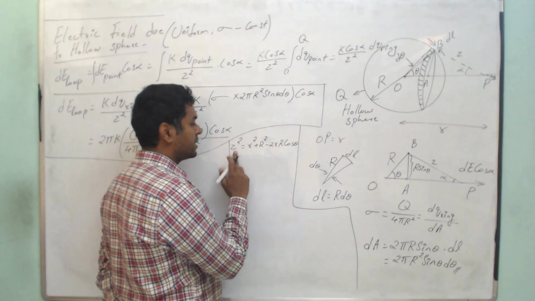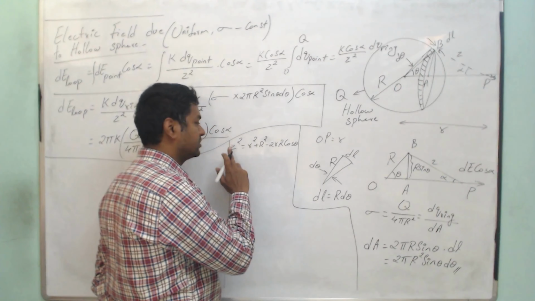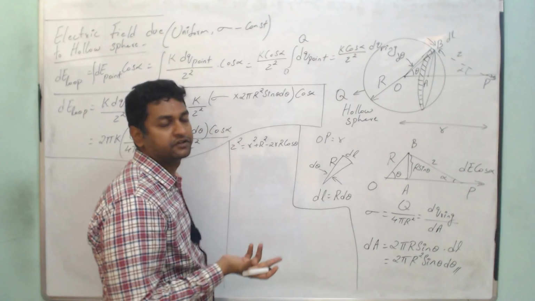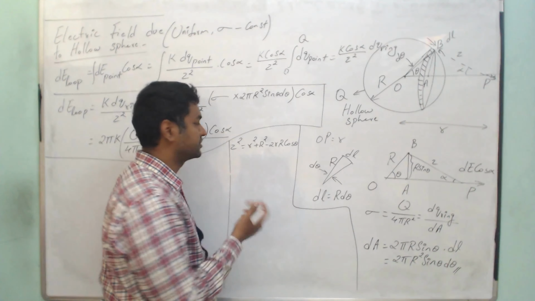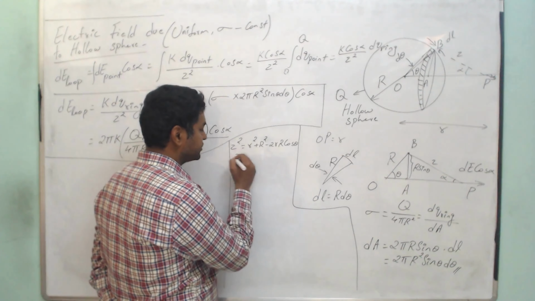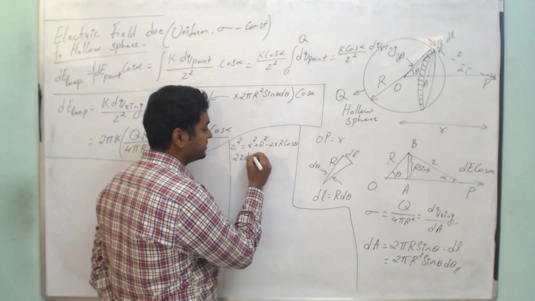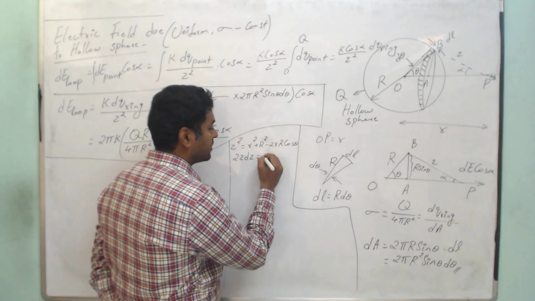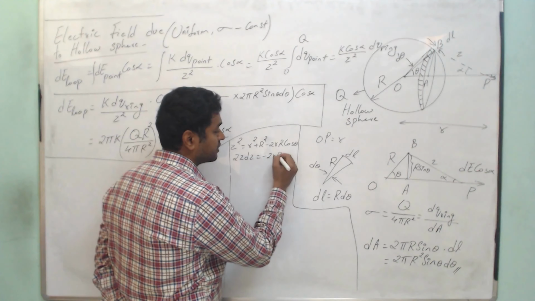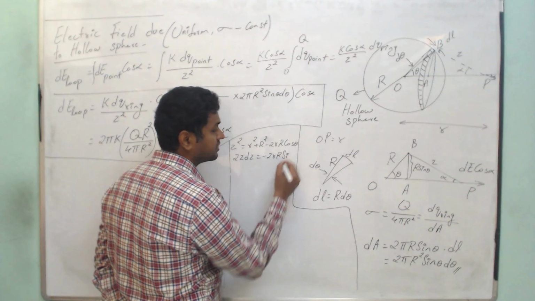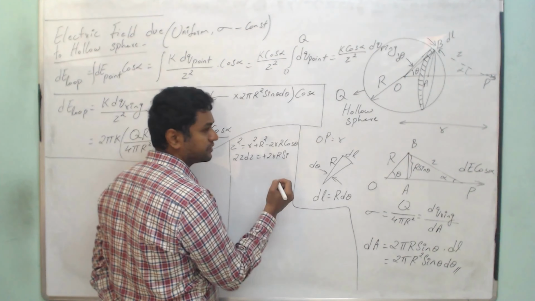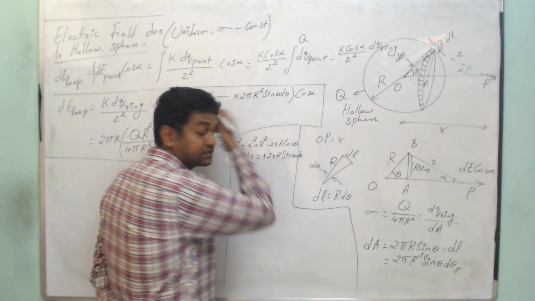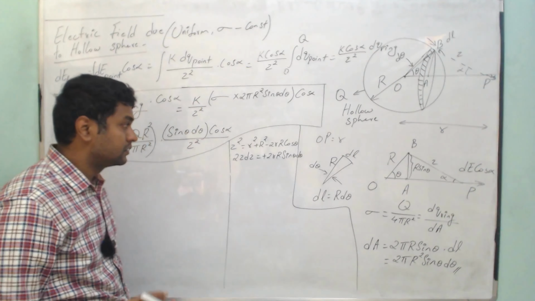I've already made a substitution of z in terms of theta. All I have to do is differentiate. Whenever I substitute, I'll differentiate. So after differentiation, I will get 2z dz is equal to, these are all constant, minus 2r capital R. Cos theta differential is also minus, right? Sin theta d theta. Is this clear?